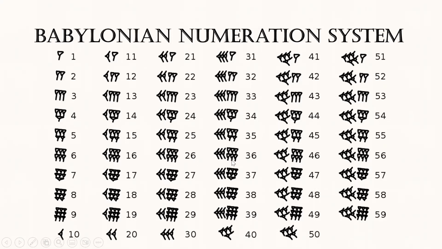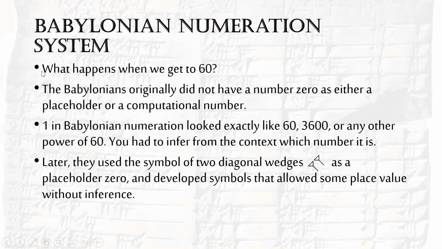So then it just keeps going like that until you get to 5 10s and 9 1s. That's 59. So then what happens when you move over to 60 in the Babylonian system is that you start with 1 again. But the Babylonians do not have a placeholder 0. They don't have a computational 0 either. They don't have any 0. At least they didn't originally. So you just had to kind of infer from the context what that number was.